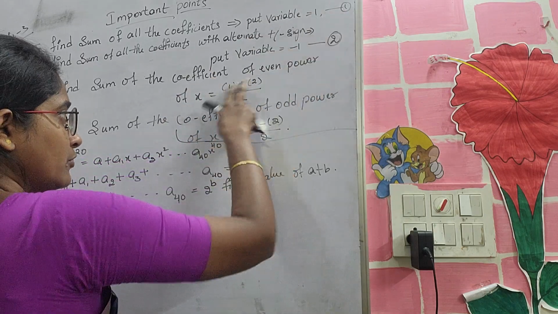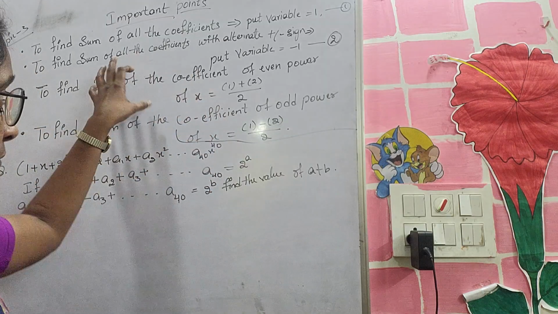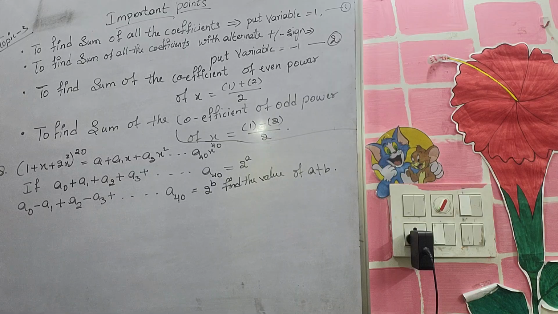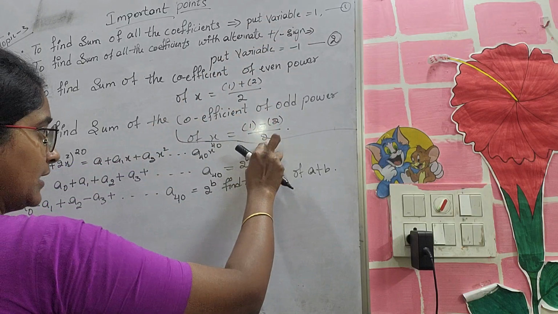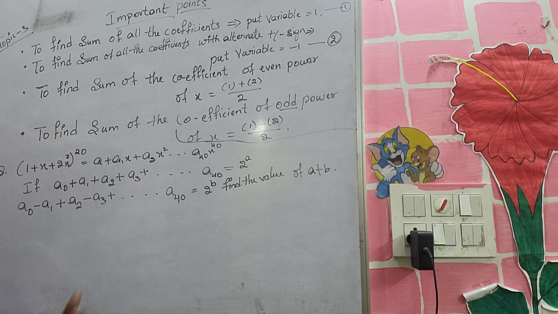If you add both the values and divide by 2, then you will get the sum of the coefficients of even powers. Okay, then if you subtract both and divide by 2, you're going to get the sum of the coefficients of odd powers. Now we'll do the problem here.